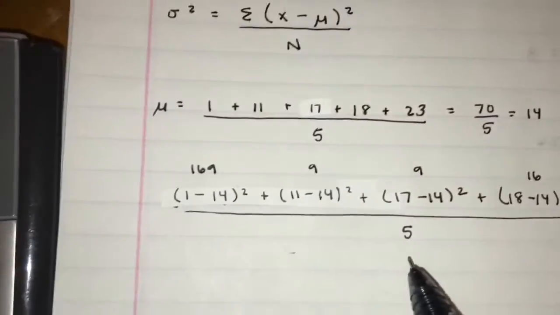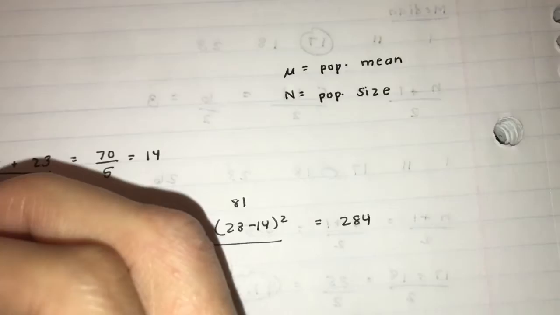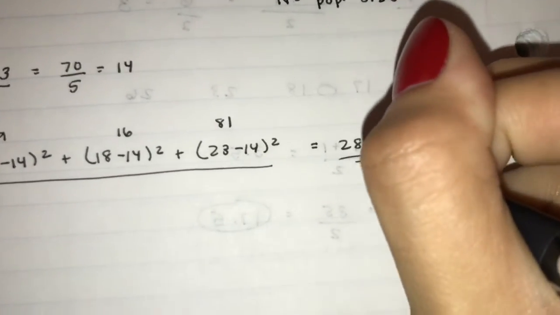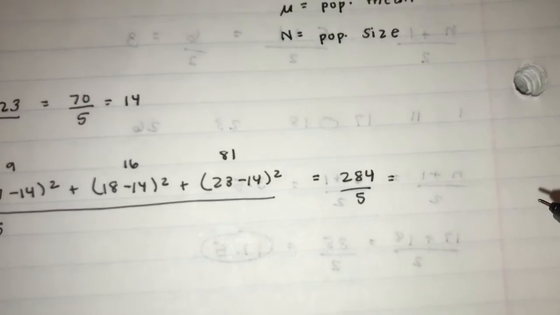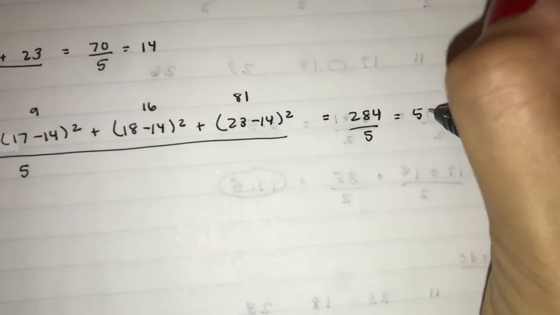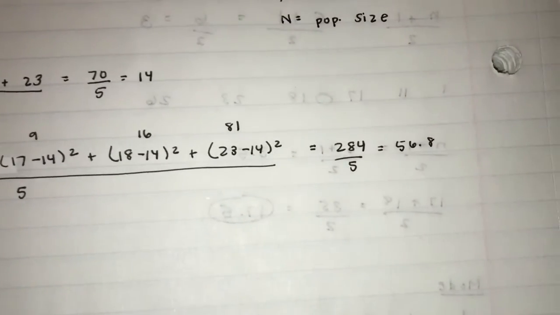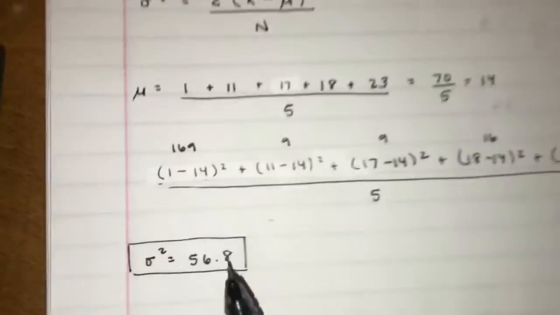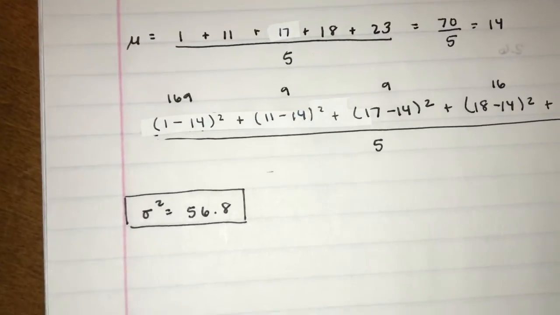And we're going to divide that by the population size, which is 5. 284 divided by 5 is going to give us 56.8. So we can say that the population variance for this data set is 56.8.